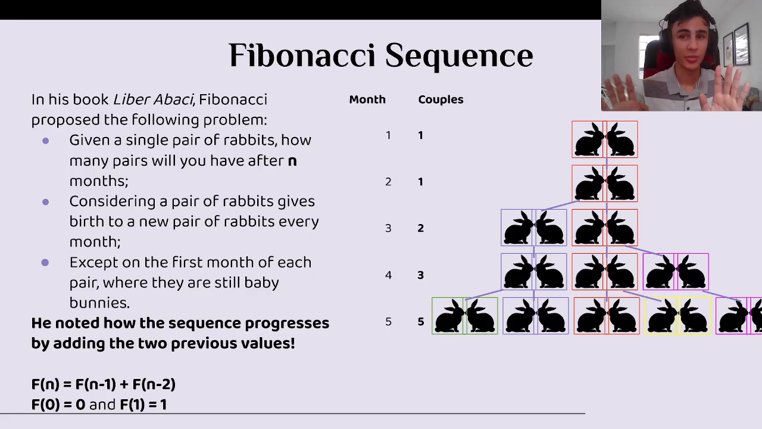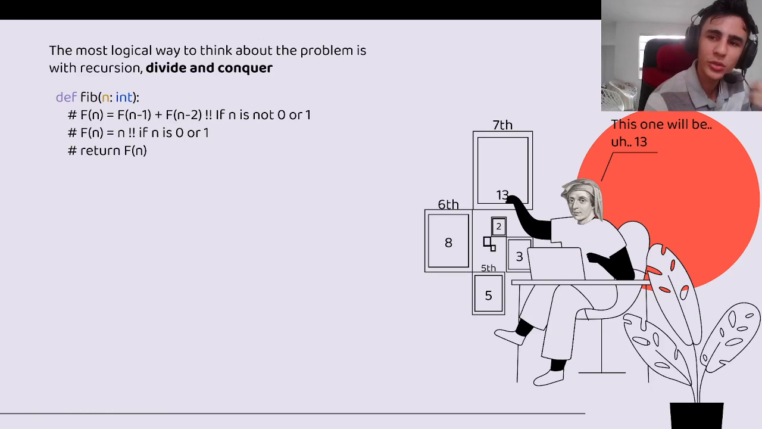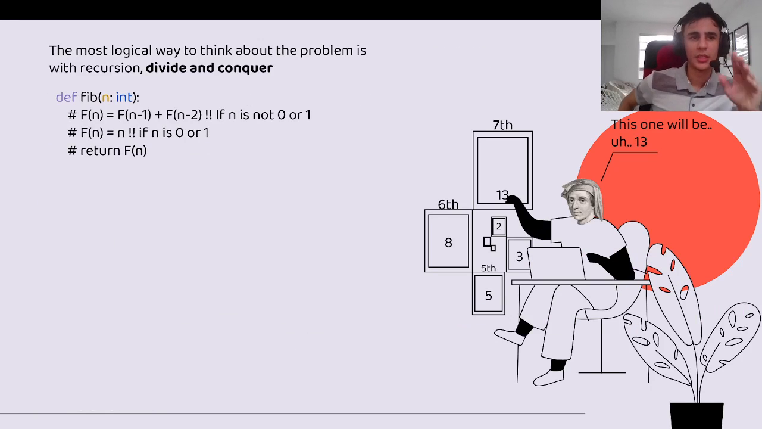All right. Pretty simple. Okay, how can we translate this to code? How can we solve this through algorithms? The most logical way of thinking about this problem is with recursion, which is a divide and conquer method in which we break the problem into smaller problems. So we have this function Fib, which is the Fibonacci. What we want to do is exactly what the formula says.